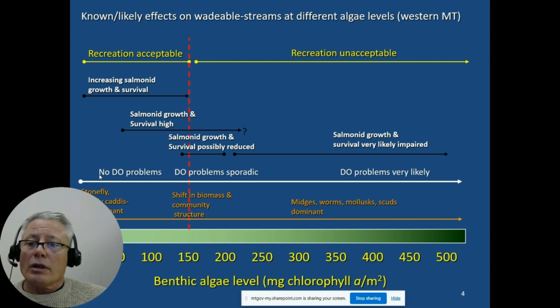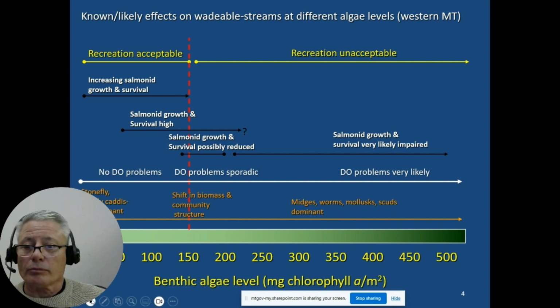Dissolved oxygen, we see very few problems or no problems at all at low levels of algae. As you go around in this 150 milligram per square meter range, we start to see sporadic problems. And then here, when algae levels are high, we see DO problems occurring very commonly, either nightly or episodically throughout the summer, or seasonally when the algae die in the fall. We also see a shift from the stonefly, mayfly, and caddisfly dominant type streams as algae growth increases to a point where at these higher levels, midges, worms, mollusks, and scuds are generally dominant.